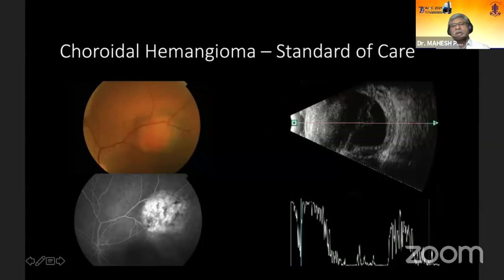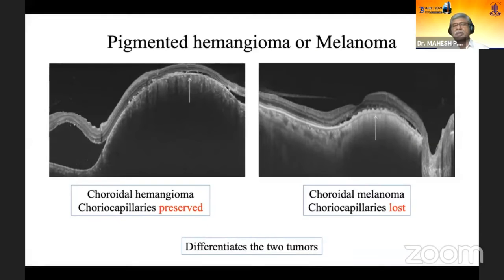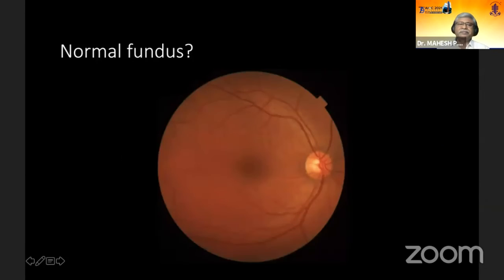Now moving on to choroidal hemangioma, the standard of care is once again an ultrasound, which shows a high surface reflectivity and medium to high internal reflectivity, and FFA will show leakage. But is this a melanoma or a hemangioma? Sometimes there can be surface pigmentation and fibrotic scarring in a hemangioma, which may make it difficult to say whether it is a melanoma or a hemangioma. Here, once again, the OCT can give us some clues. The choriocapillaris layer is intact in a hemangioma, in contrast to melanoma, where the choriocapillaris layer is lost.